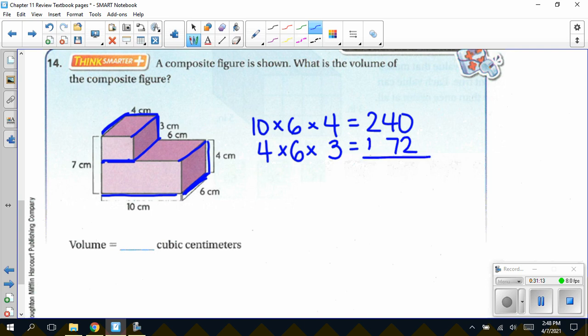And I'm going to add those two numbers together. So 2 plus 0 is 2, 4 plus 7 is 11, 1 plus 2 is 3. So my final volume is 312 cubic centimeters. Moving on to the last page.